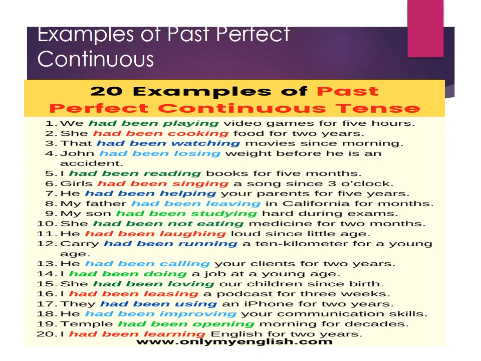Just because of one good reason, that your work was already started in the past, and it is actually being continued now as well. That is the reason this specific tense is known as past perfect continuous. It is actually a combination of perfection and continuation. For the perfection we are using had been, and for the continuation we are using the fourth form of the verb, which is playing, cooking, watching, losing, reading, singing, helping, leaving, studying, eating, laughing, running, and whatnot.